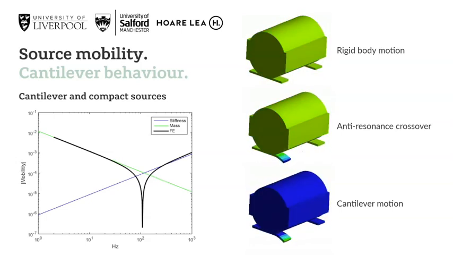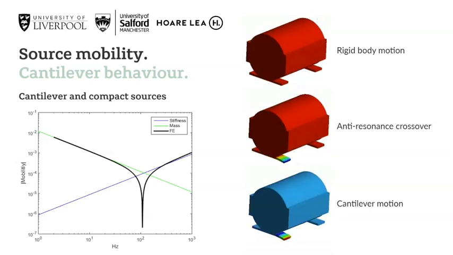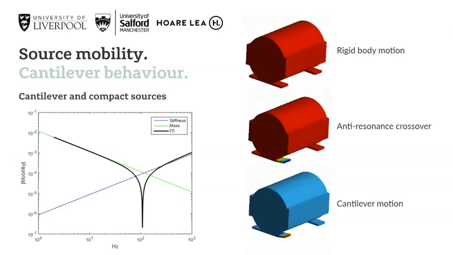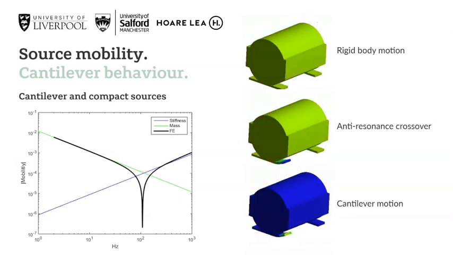Second, we see the anti-resonance switchover point, where the support is stationary but the rest of the pump is moving. And finally, the stiffness control region, where the motion of the pump is minimal and the cantilever edge begins to flex.